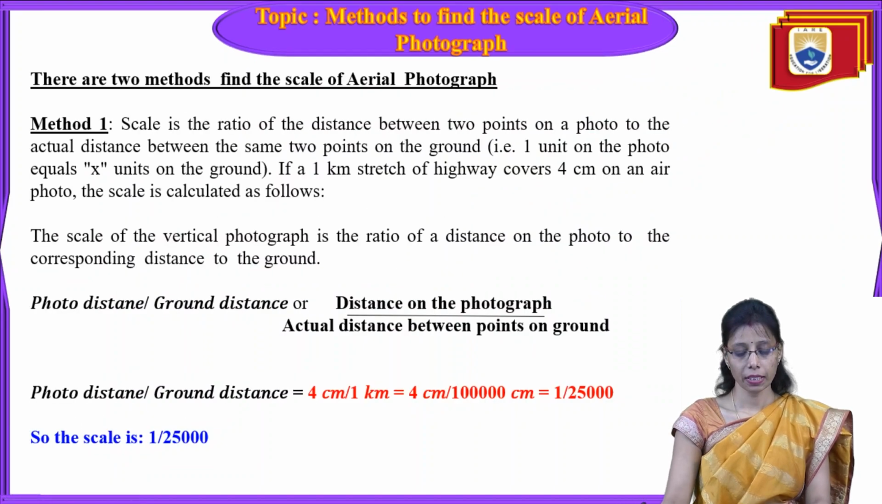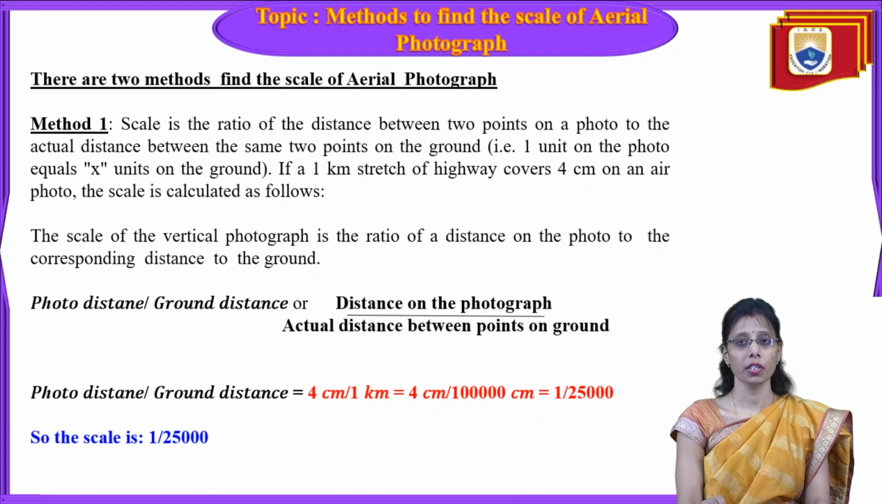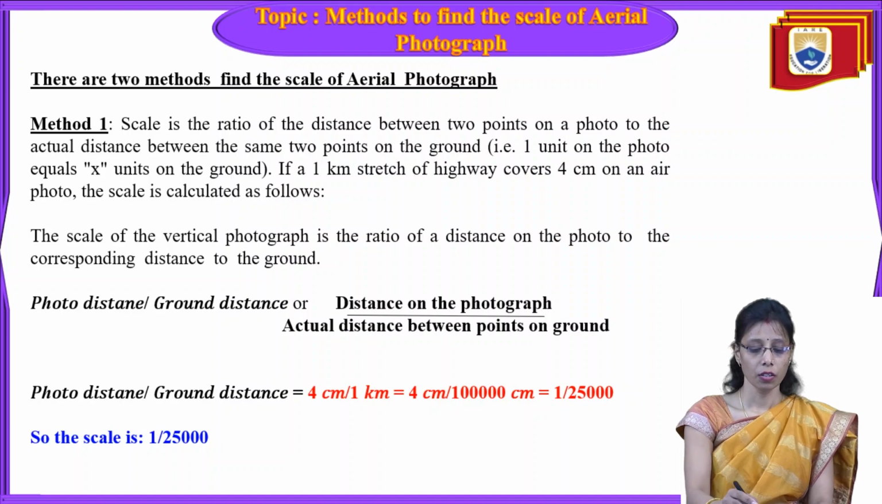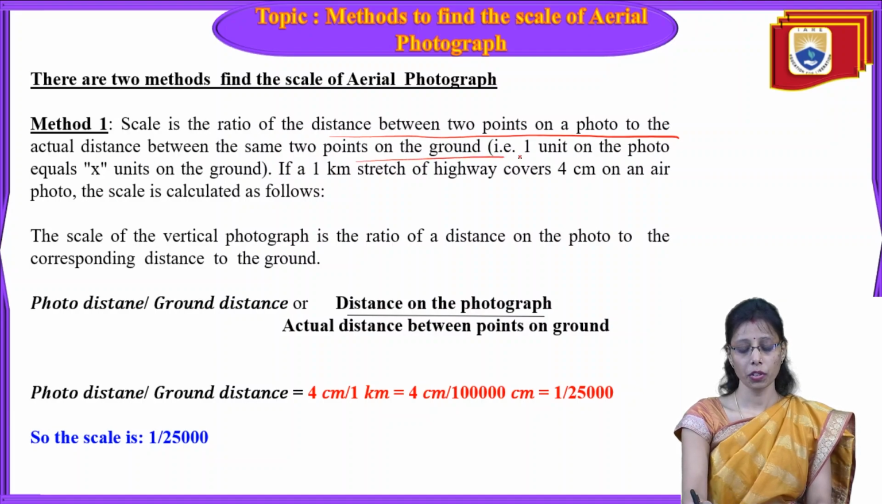Now, methods to find the scale of the aerial photograph. There are basically two methods. How can we determine the scale of the aerial photograph? We discussed in the previous slide what a scale is. When we take the distance between 2 points on the photo and the same distance on the ground, that ratio is called scale. So method 1: scale is the ratio of the distance between 2 points on the photo to the actual distance between the same 2 points on the ground.